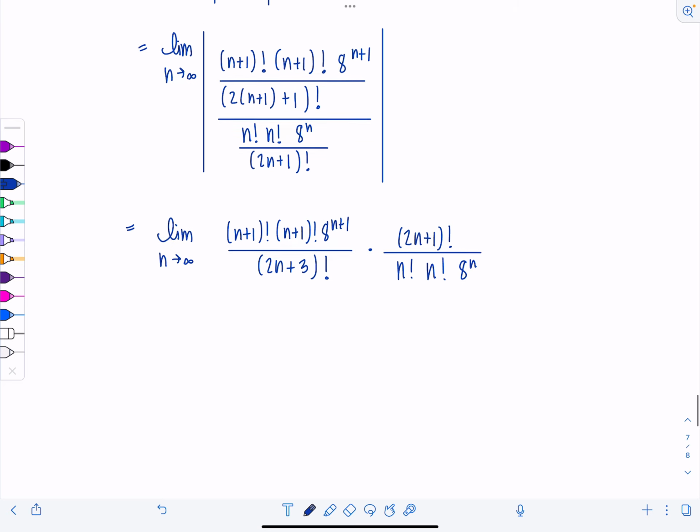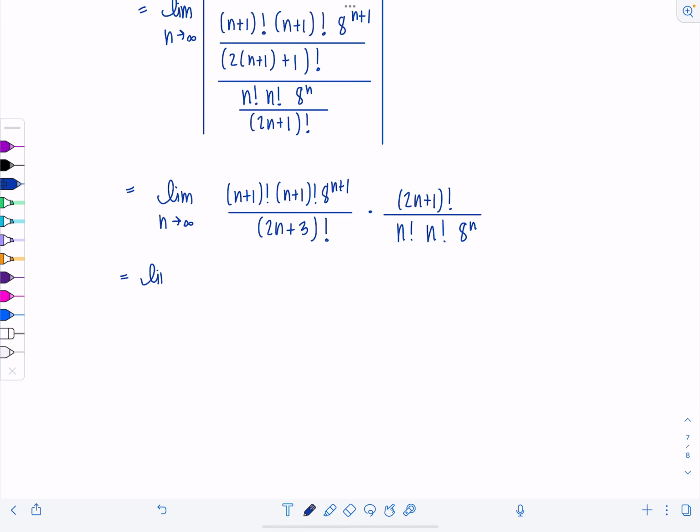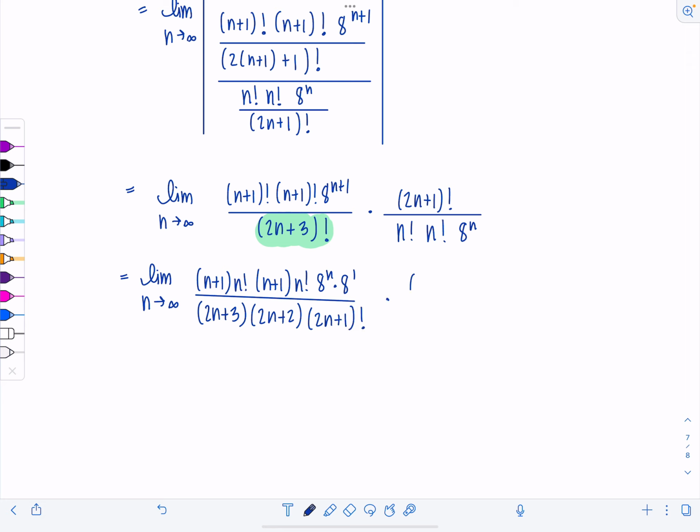All right, the worst part is over. Now's my favorite, where you break everything down and you have a cancel party. So we have limit, n goes to infinity. Each of these (n+1) factorials I'm going to write as (n+1) times n factorial. 8 to the n+1 is 8 to the n times 8 to the first. And then now let's break down (2n+3) factorial. So (2n+3) factorial, that's (2n+3) times (2n+2) times (2n+1) factorial. And then everything over here, leave alone. It's ready to be canceled out.